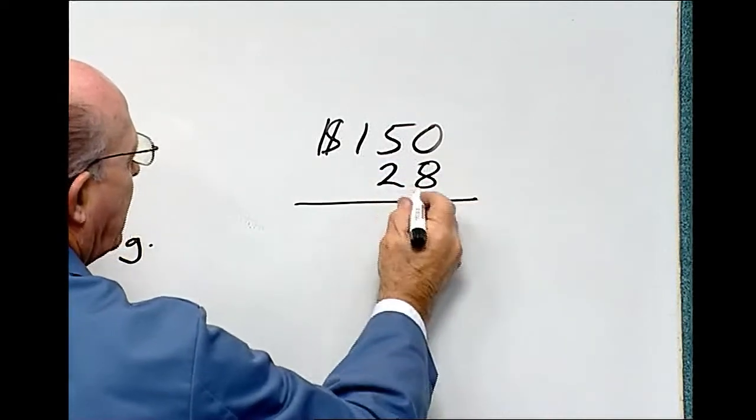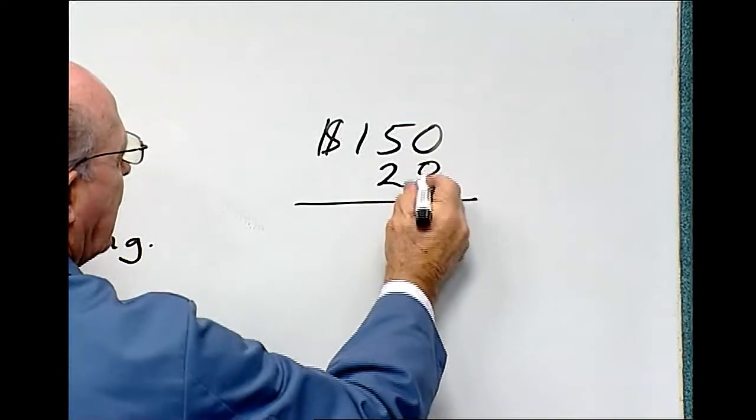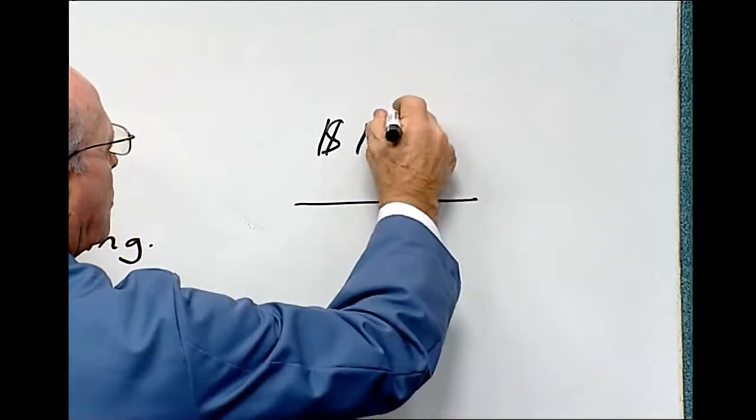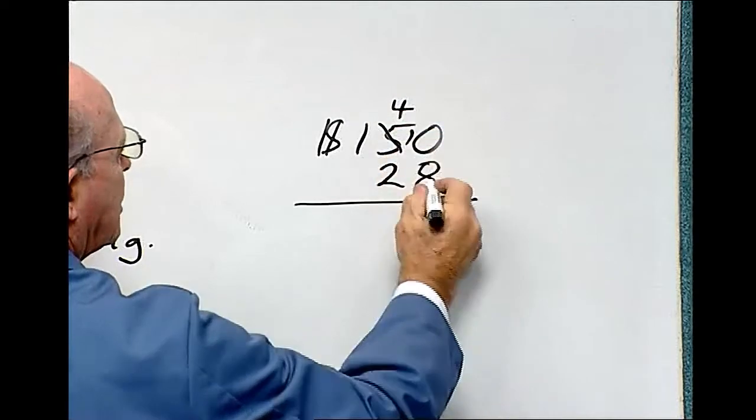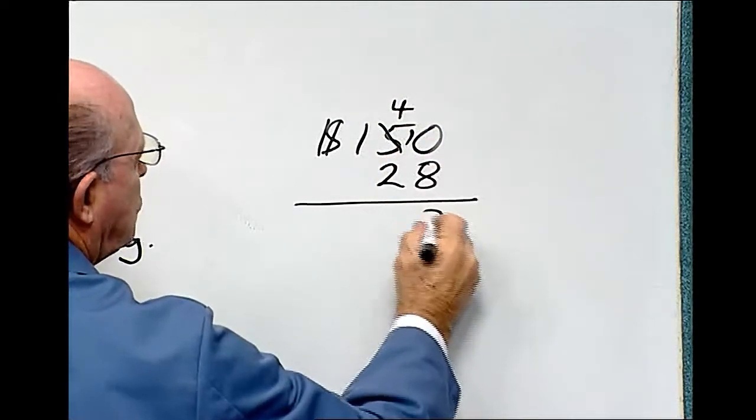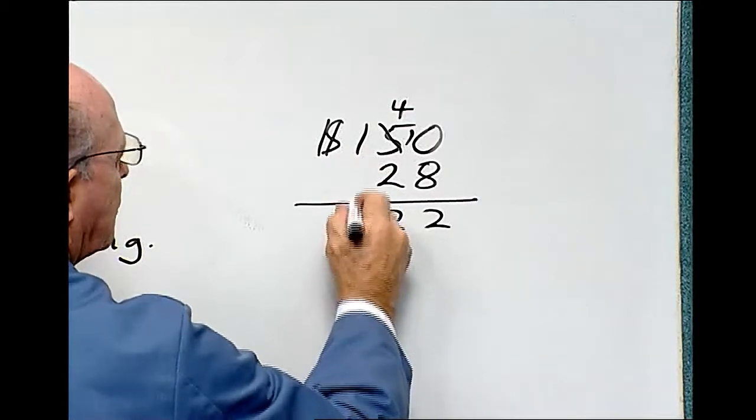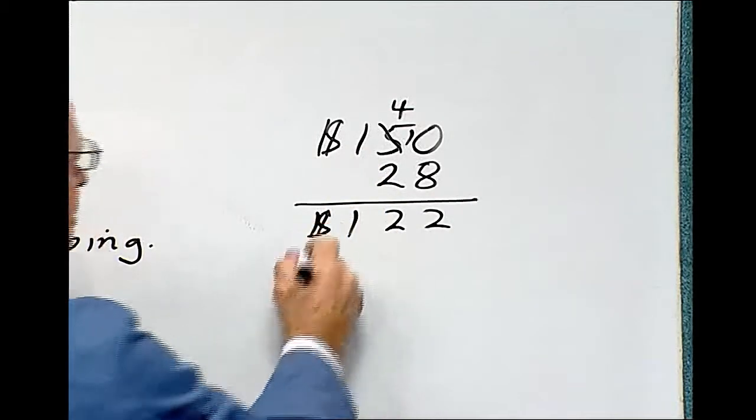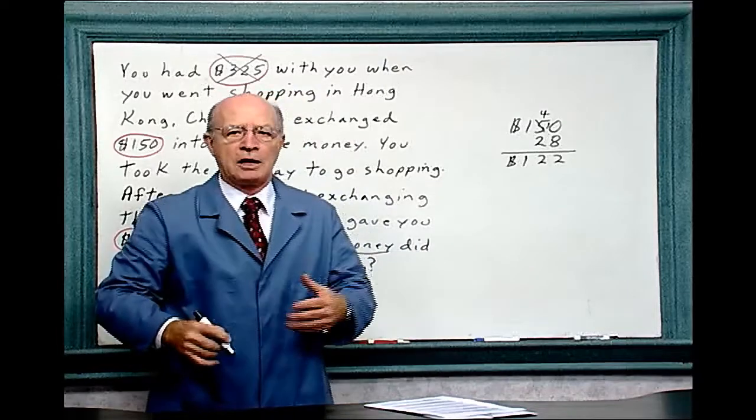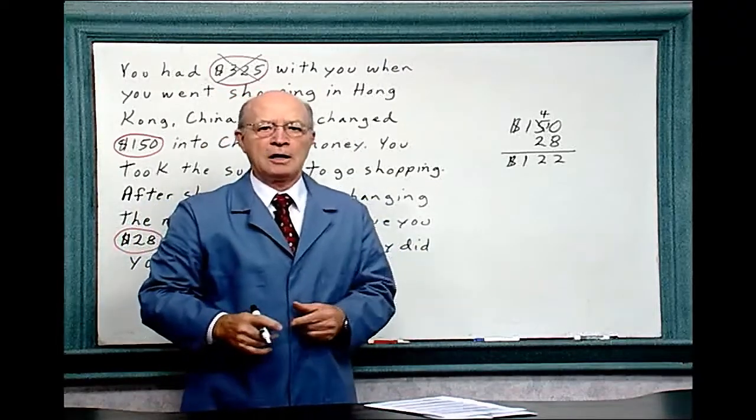So you have to deduct 28 from 150. You cannot take 8 from 0, so you have to borrow 1 from there, so that will be 8 from 10 now is 2, 2 from 4 is 2, and 1 from 0 is 1, so you spent $122 shopping in Hong Kong, China.